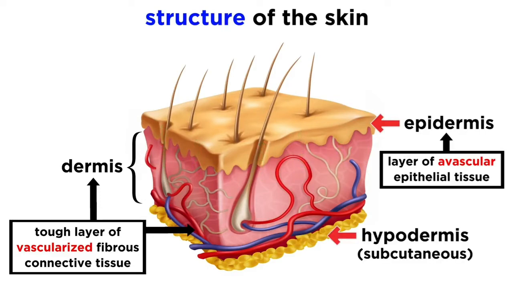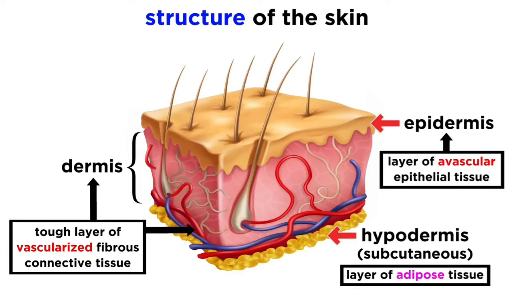In addition, below the dermis is the subcutaneous layer, also called the hypodermis. This is made predominantly of adipose tissue, and it anchors the skin to other structures below.